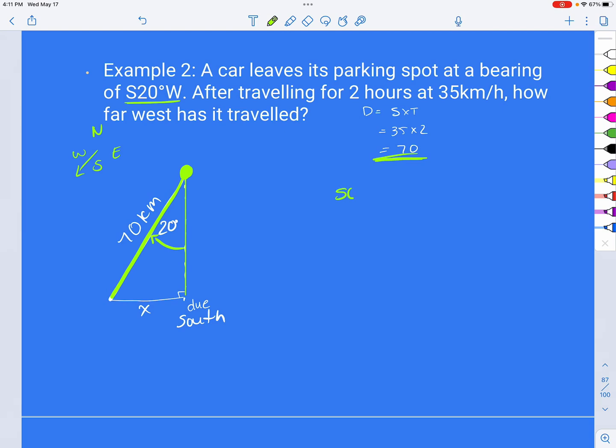How far west has it traveled? Well, okay, now we've got everything there. So we're going to label the sides and then, according to SOH CAH TOA, decide which ratio to use. From 20 degrees, x is the opposite, 70 is the hypotenuse, and opposite and hypotenuse is sine. So sine of the angle equals opposite over hypotenuse. Bring that up and multiply it. Again, it doesn't say how to round, so you round however you want, as long as you round correctly.